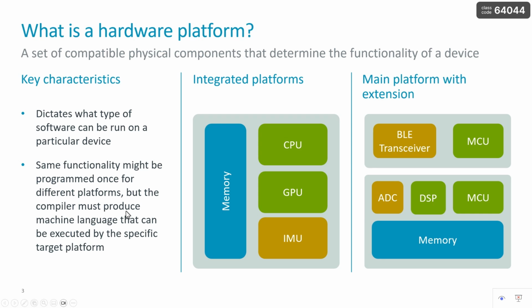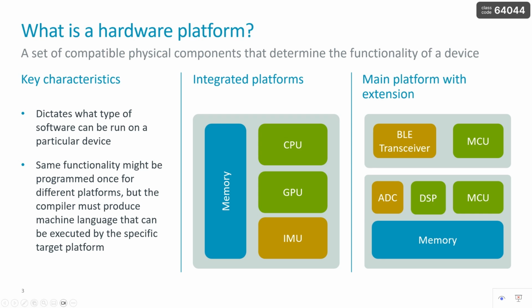Okay, so the program must be built specifically for a particular type of platform. This is where the compiler turns the code into platform-specific machine language. The hardware platform can be integrated, as we can see in the middle column, where the CPU, the GPU, and the inertial measurement unit are co-located on the same board.